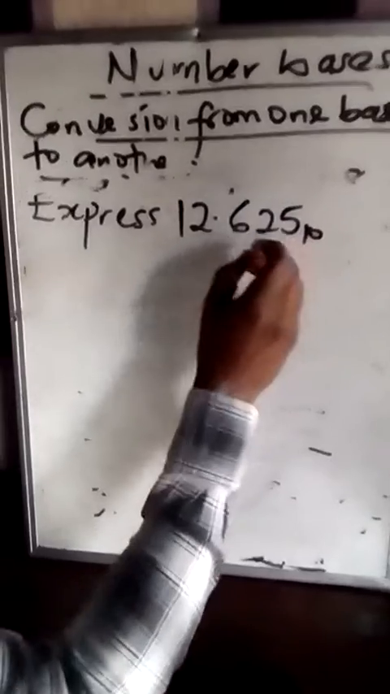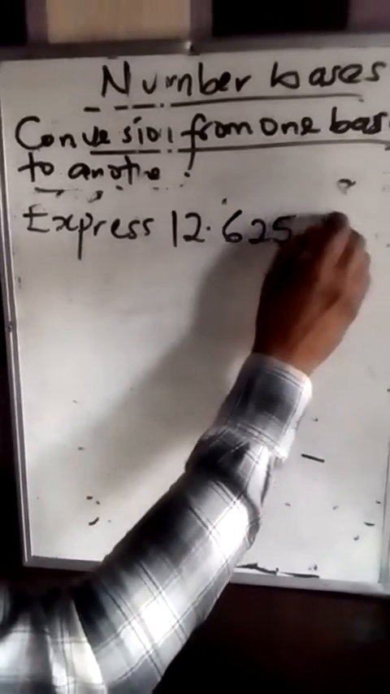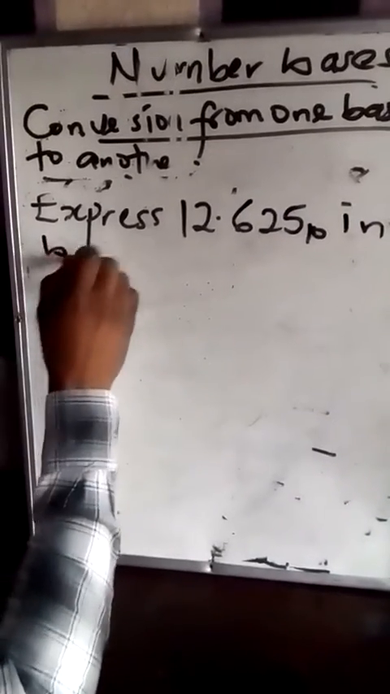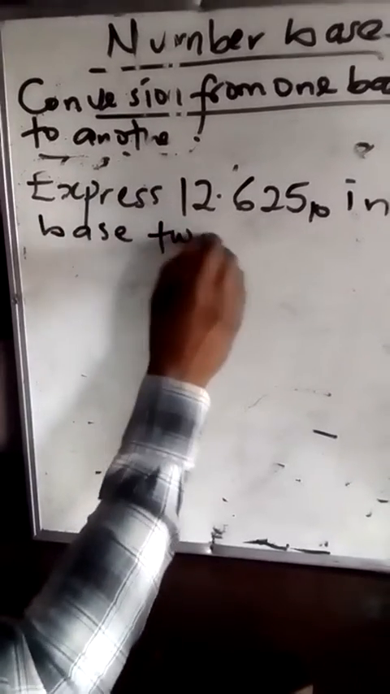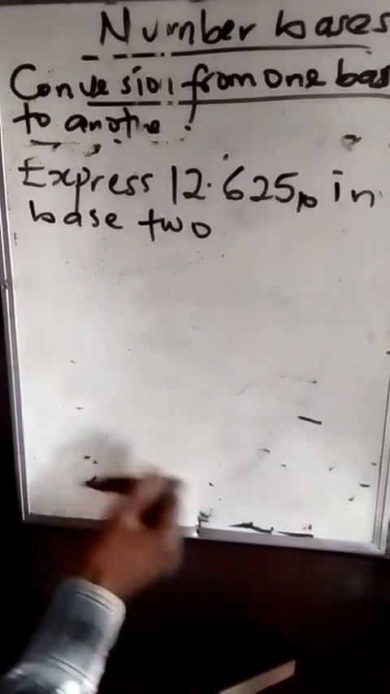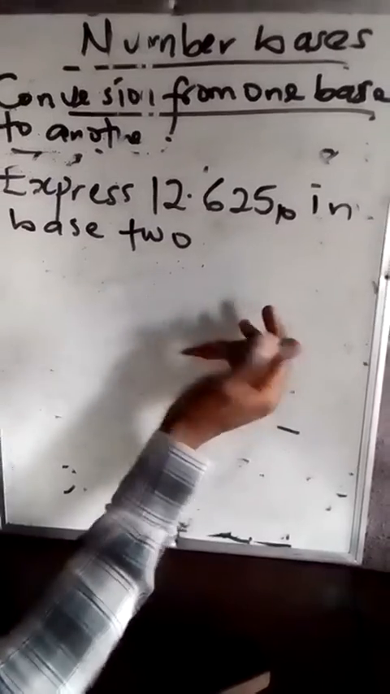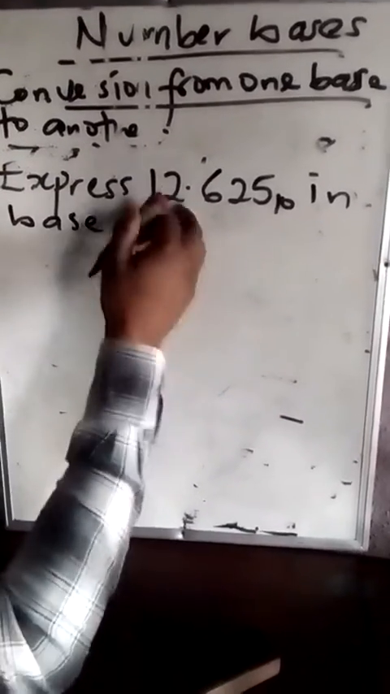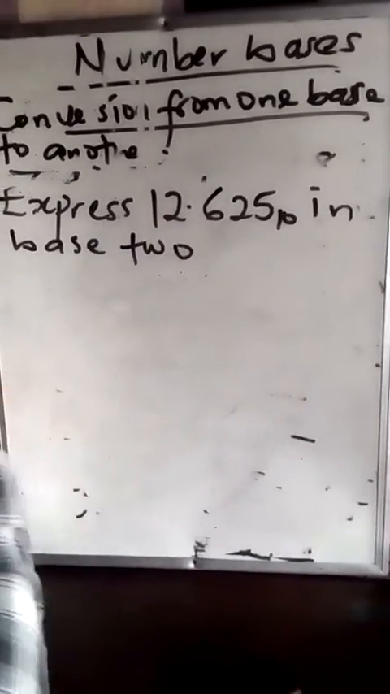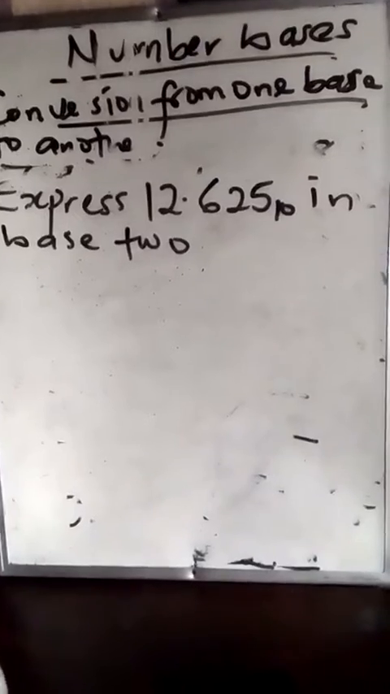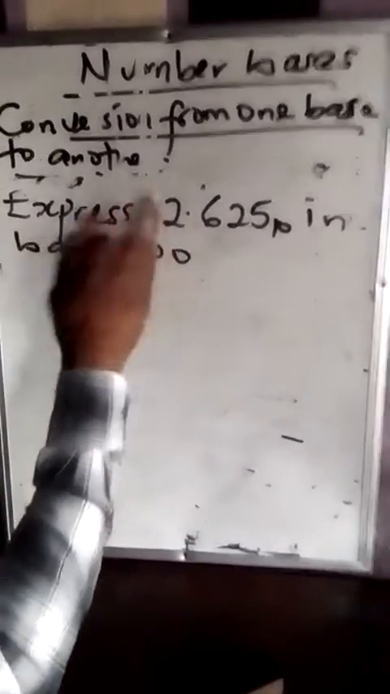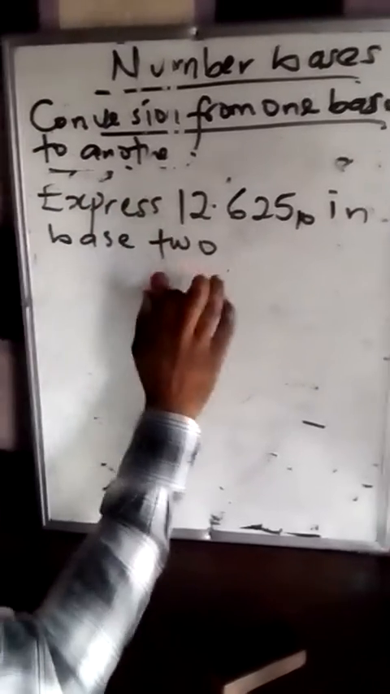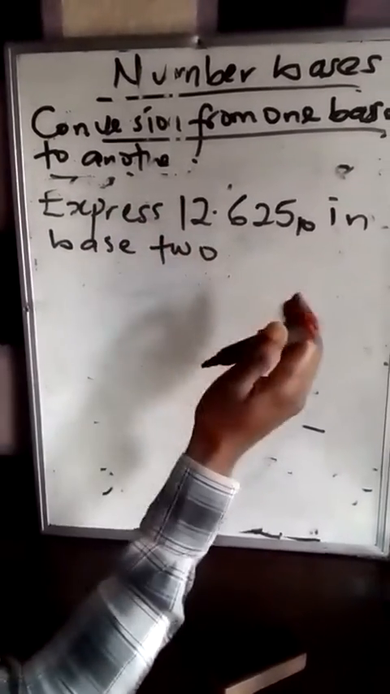Express 12.625 base 10 in base 2. So I told you that from base 10 to base 2 is divisions. And I told you that when it has points, you apply the formula I gave you. But if you look at this one, it is not 0 points. Actually, this one we are going to break down into two.